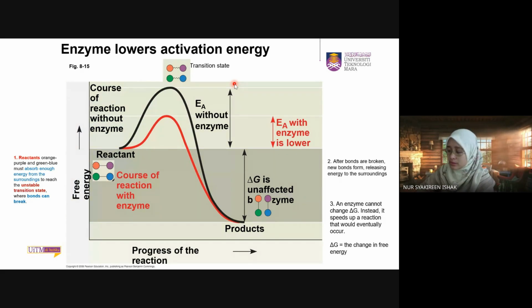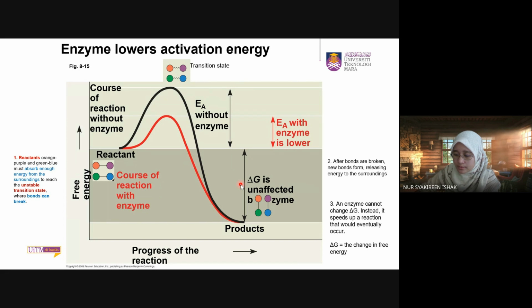For this graph you have to know which one involves enzyme and which one does not. The one that involves enzyme would have lower activation energy and the rate of reaction is much faster; it accelerates the rate of reaction. Another thing you have to take note of based on this graph is delta G. Delta G is the change in free energy, and with or without enzyme, the delta G value is the same.